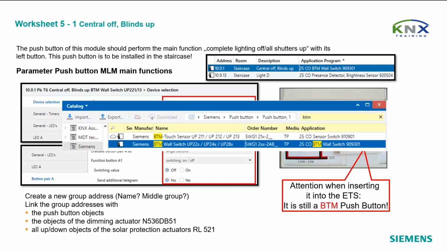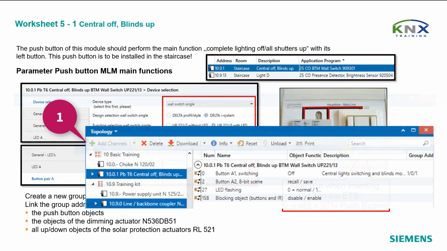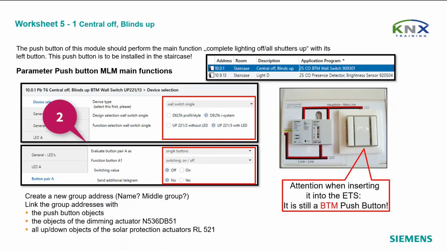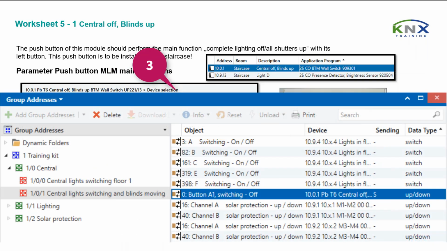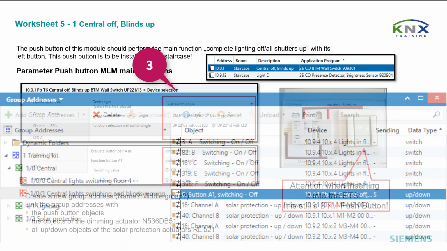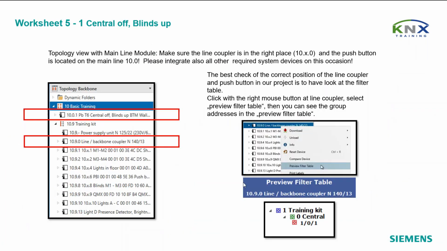1. Look up the new device in the catalog and insert it into your project. Make sure the push button has a mainline address, like 10.0.1. 2. Do the parameters next. 3. Then create the new group address and link it to all required objects. 4. Download and test all affected devices.